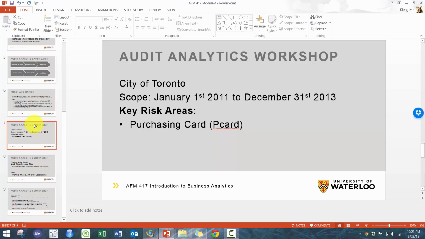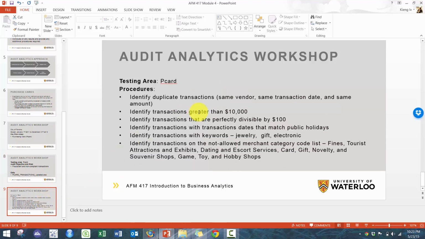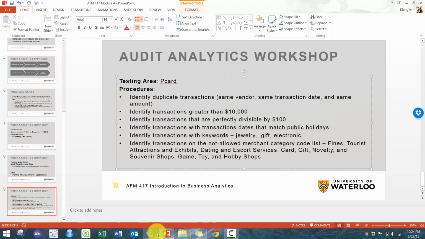So we have data from January 1st, 2011 to December 31st, 2013, which is 3 years worth of data. Obviously we're dealing with purchasing card data. The objective is to identify fraudulent and non-compliant transactions. The data set we have is this Pcard transactions updated file. A couple of procedures we want to tackle, and we just have to list these out. Nothing too complicated here, but things that are particularly important.